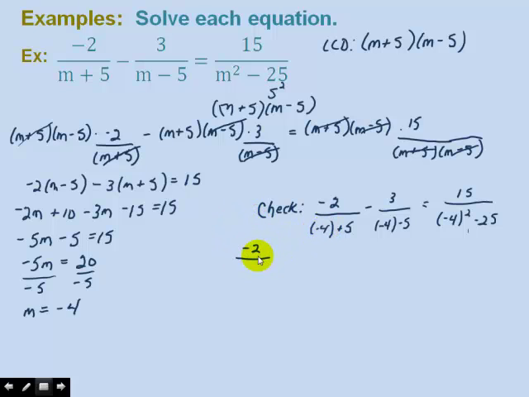So here we would have negative 2 over 1. This one we'd have minus 3 over negative 9 is equal to 15. And here, remember, if you square a negative 4, if it's in parentheses like this, you're going to get a positive 16 minus 25. So this is negative 2. We have two negatives here, so that's going to give us a plus. And we can cancel the 3 and the 9, so that gives us 1/3. And then here we have 15 over negative 9.